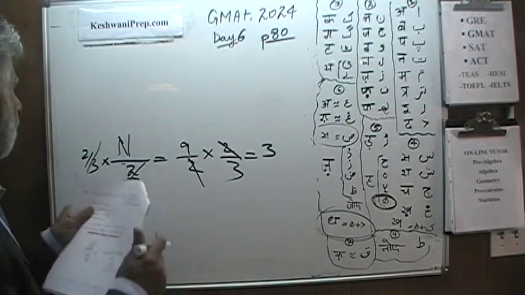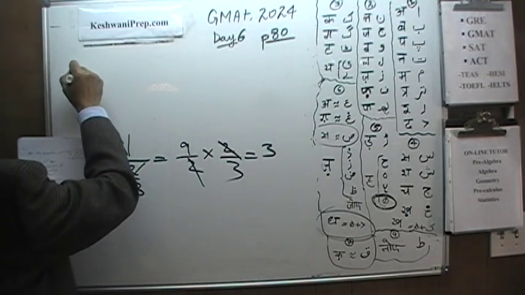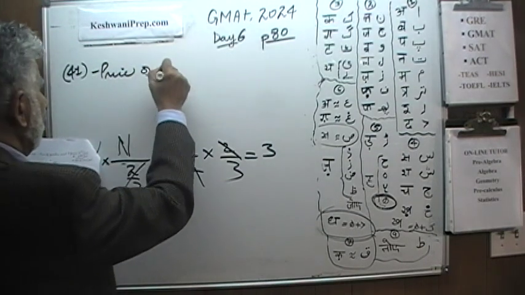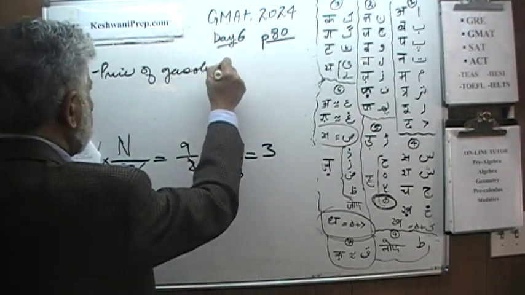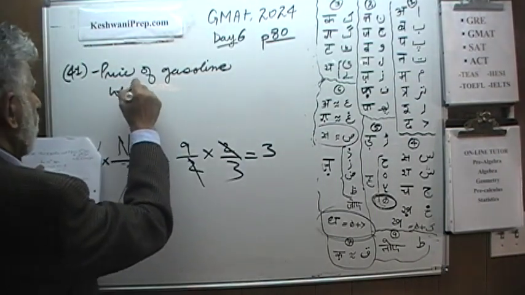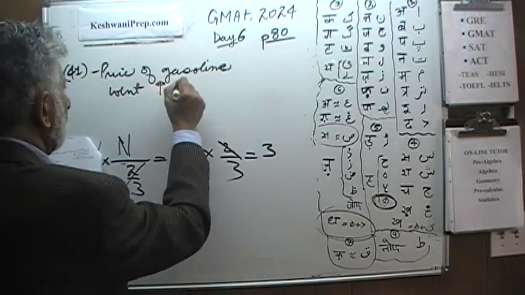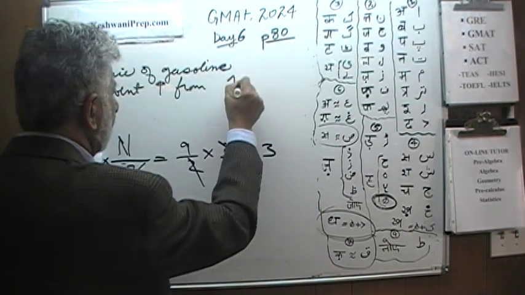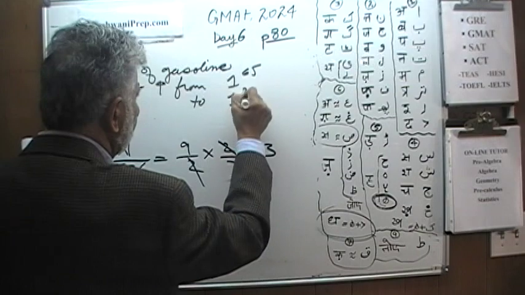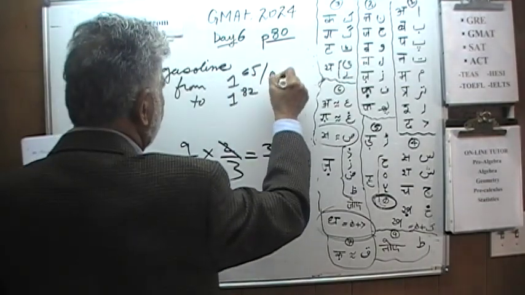We are told that the price of gasoline went up from $1.65 to $1.82 per gallon.